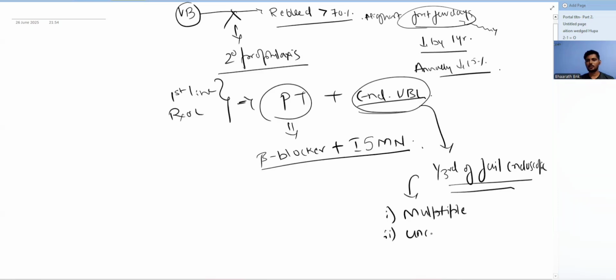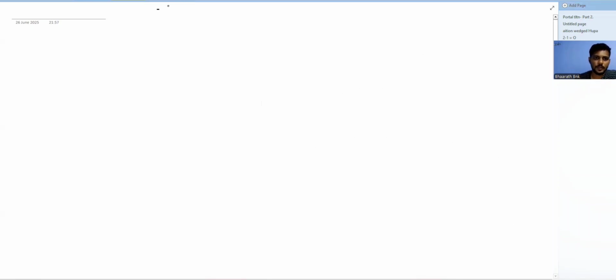Second is when there is uncontrolled bleed. And third is if there are portal hypertensive gastropathy or gastric varices, right? So in case of gastric varices or uncontrolled bleed or multiple episodes of rebleed, it is better to consider some other modality of treatment. Right? That would bring us back to TIPS again. Right? So what are the indications of TIPS?